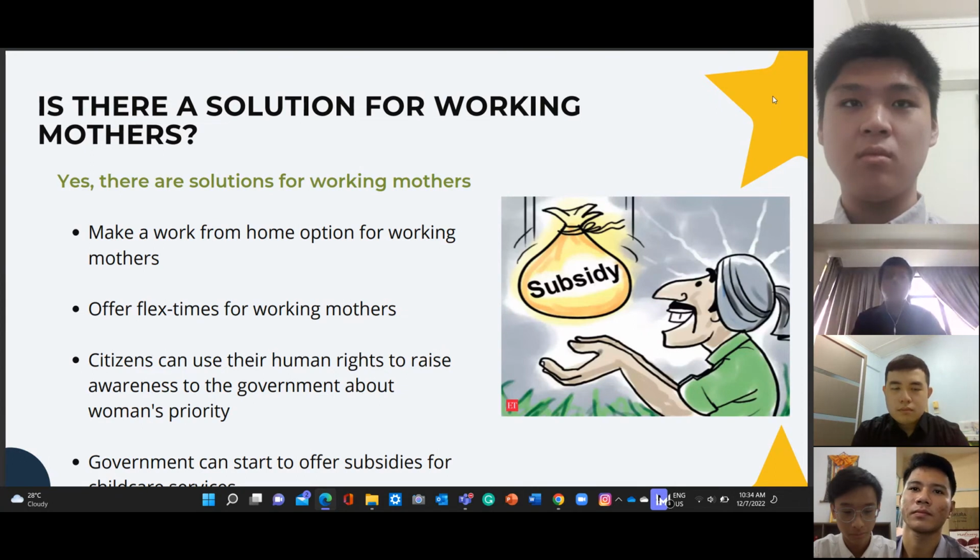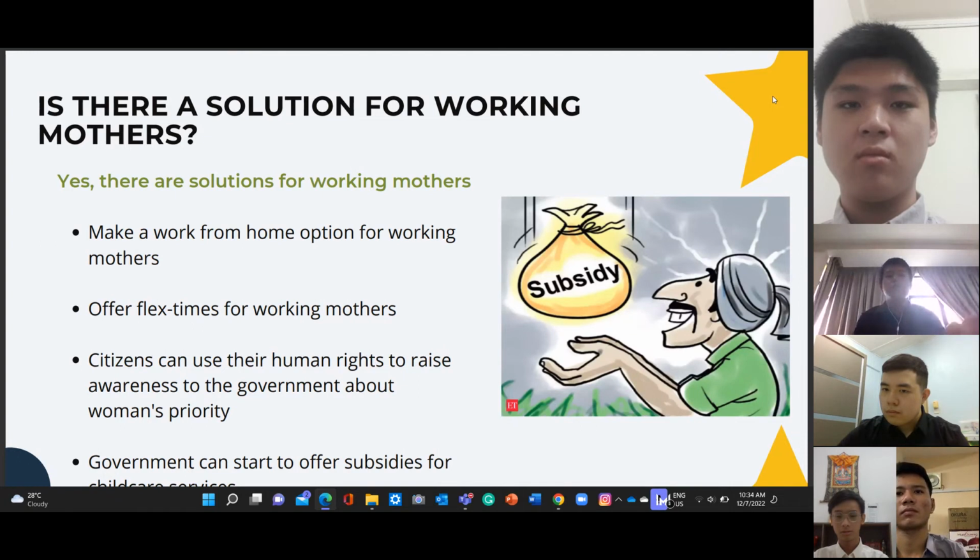Firstly, as for long-term solution, we need to use our human rights. We need to educate, we need to let the government know what the woman's needs are in today's world, the woman's priority. Therefore, the government will be aware of what the woman really needs in today's world so that working mothers do not need to struggle every day about juggling work and their children at the same time.